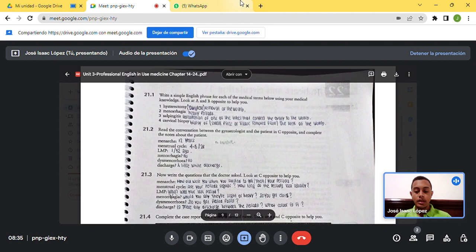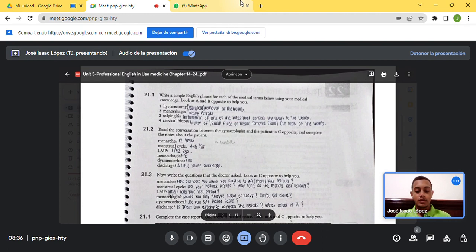Next, number 1 is menarche. Menarche is since the 12th year. That is when the menstrual bleeding starts. O sea, cuando el sangrado vaginal en las mujeres en el periodo menstrual comienza a la edad de los 12 años. Okay, next is menstrual cycle.